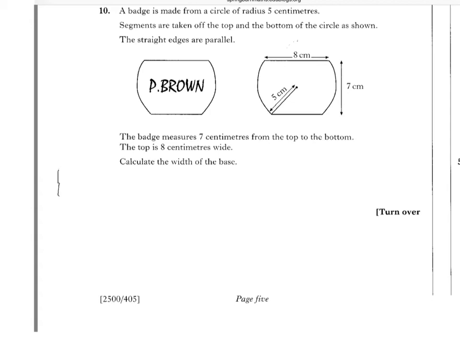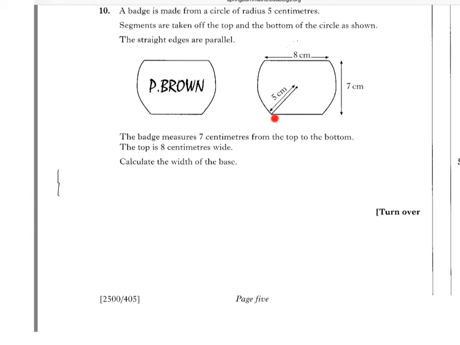Section 17, question 3. A badge is made from a circle of radius 5 centimetres. Segments are taken off the top and bottom of the circle as shown. The straight edges are parallel. The badge measures 7 centimetres from the top to bottom. The top is 8 centimetres wide. Calculate the width of the base.